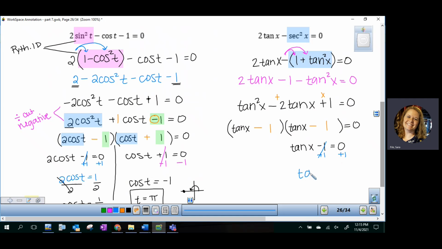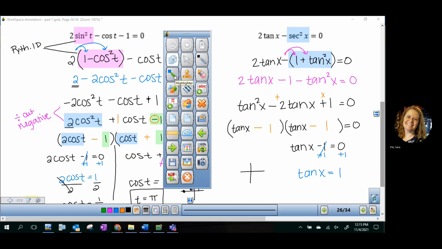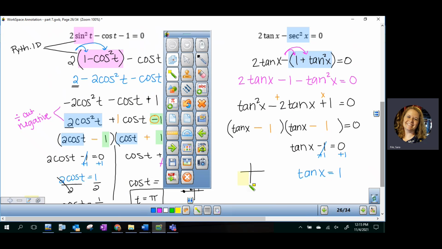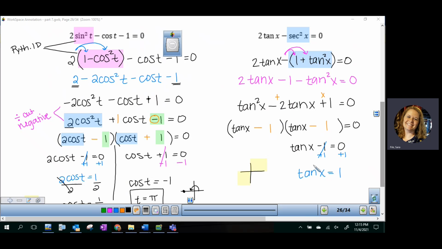So we are now on our unit circle asking ourselves, where is tangent 1? What quadrants is tangent positive in? 1 and 3. So I know I'm going to have answers from these 2 quadrants. At which reference angle is tangent 1? Pi fourths, or 45 degrees, right in the middle. So in quadrant 1, that's pi fourths, and the pi fourths angle in quadrant 3 is 5 pi fourths.